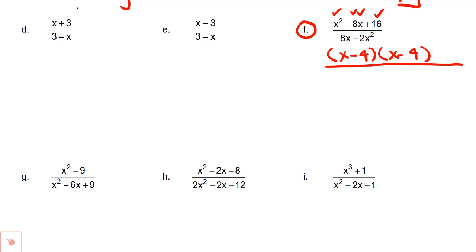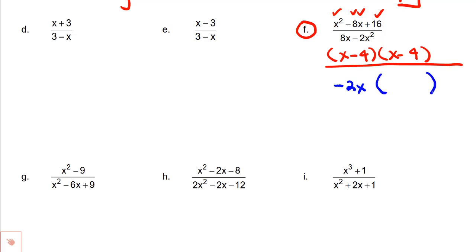On the bottom, what's common? 2x. And what's left? 4 minus x. Now, the reason I said that's wrong is it's not quite what I want, right? But I want to show you what happens. And then what you do, okay, you're not wrong yet. You're wrong if you stop. This is just part of the process, okay? So you go, oh, that's really close. Let's try something else. Any suggestions? Factor out a negative 2x.